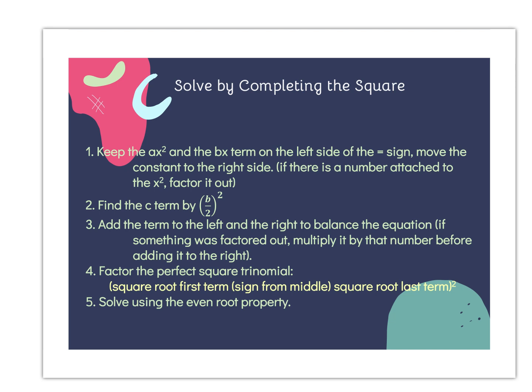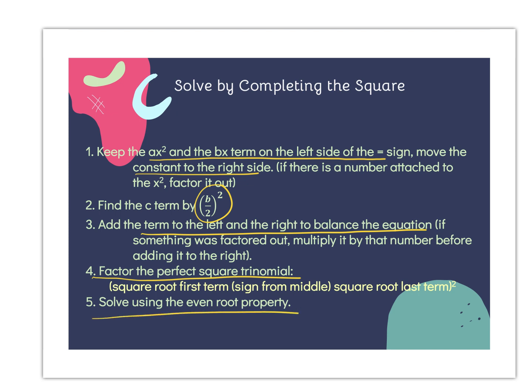you're going to notice is, again, these are the steps we followed. Keep an x squared and bx term on the left of the equal sign. Move the constant to the right. So that was our first step. Every time we move the number to the right side. Then we did the middle term, half of the middle term squared. We added that same term to the left and right to balance the equation. We factored our perfect square trinomial. And then we solved using the square root property. So everything they said, we did.